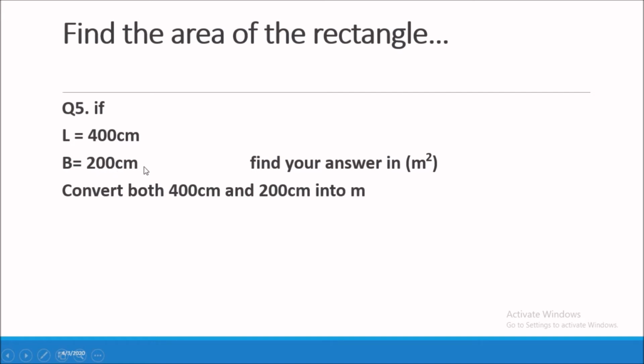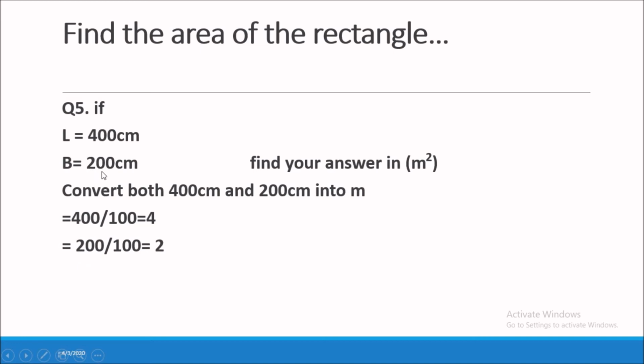So we will multiply both of them. Convert both 400 centimeter and 200 centimeter into meters. 400 divided by 100 is equal to 4. Now here the point comes: why in the previous question we multiplied, and now we are dividing? Because this is small and this is big. I mean we are converting the small unit into a big unit, therefore we will divide.